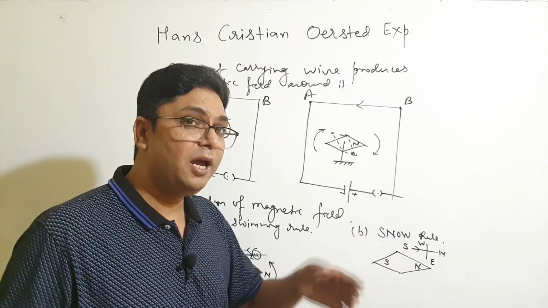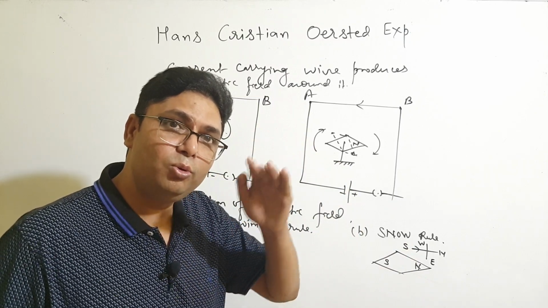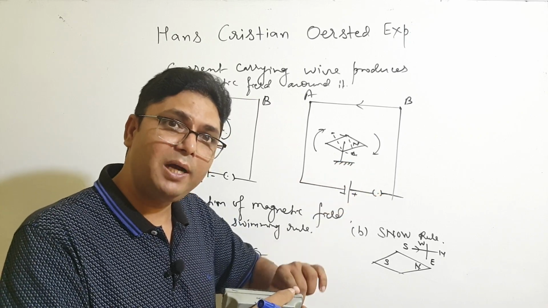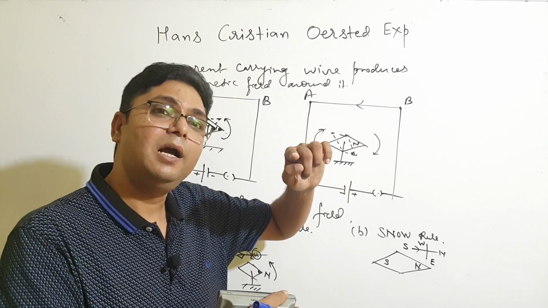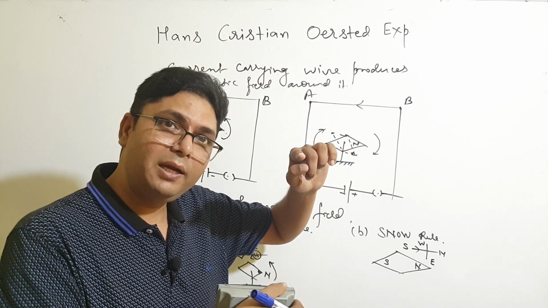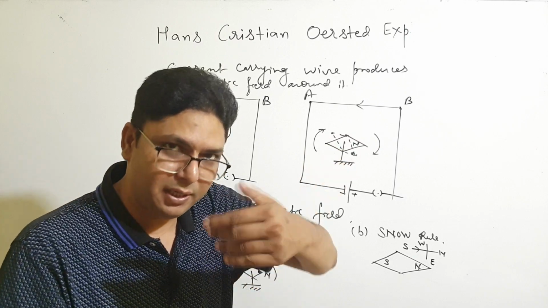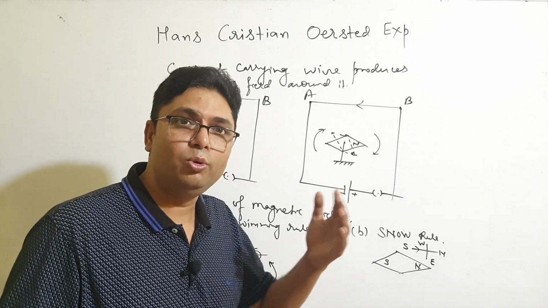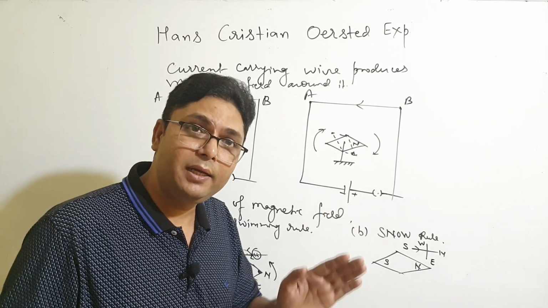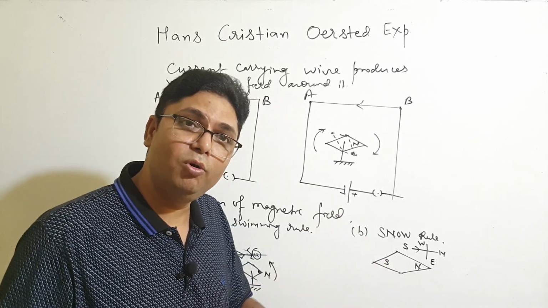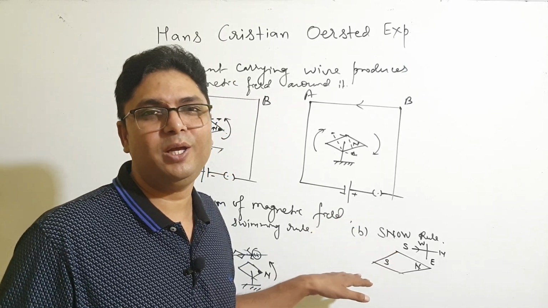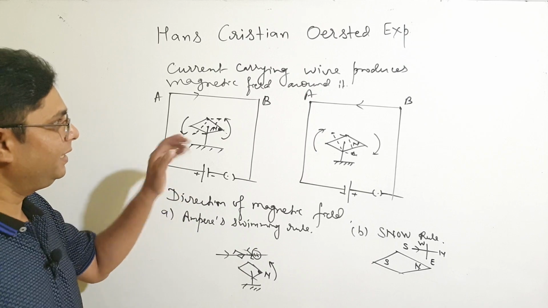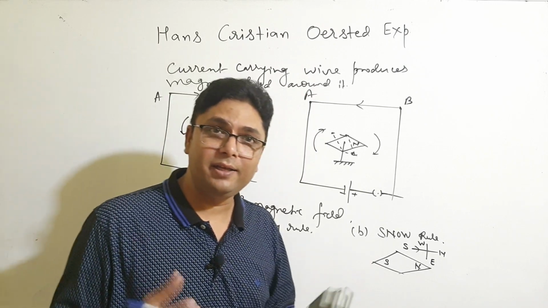So Snow rule says that when current is flowing from south to north and a magnetic compass is kept below the wire, with the north of the magnetic compass and the north of the wire the same, then the north of the magnetic compass will deflect towards west. I am repeating this: when current is flowing from south to north, then the north of the magnetic compass kept below the wire will move towards its west. This is said to be Snow rule. So thus the direction is given by Snow rule and Ampere's swimming rule, and it is clear that around the current carrying wire there is a magnetic field.